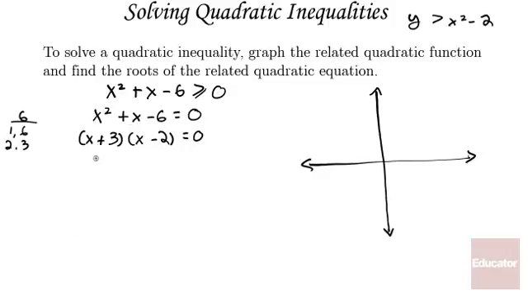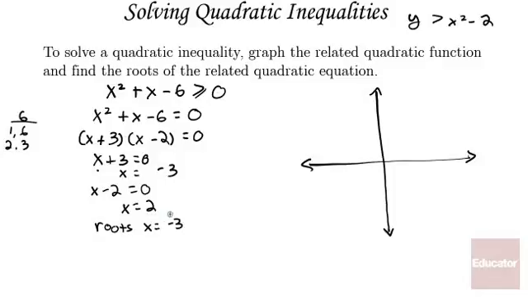So I did my factoring, and then using the zero product property, I know that x plus 3 equals 0 and x minus 2 equals 0. So this gives me x equals negative 3 and x equals 2. So those are my roots. x equals negative 3, and it can also equal 2. That means that my x-intercepts are at negative 3.